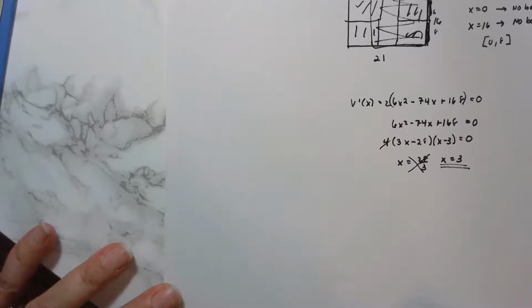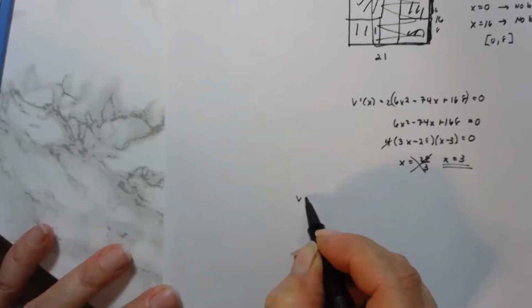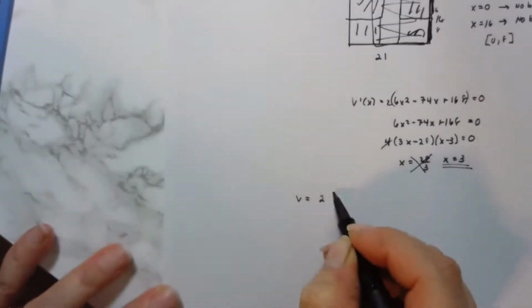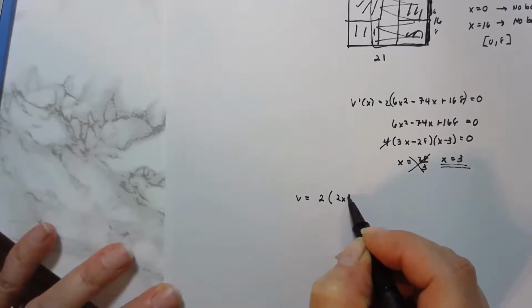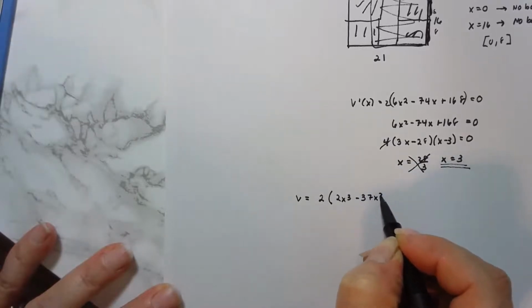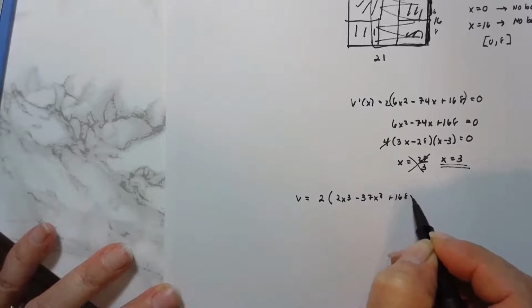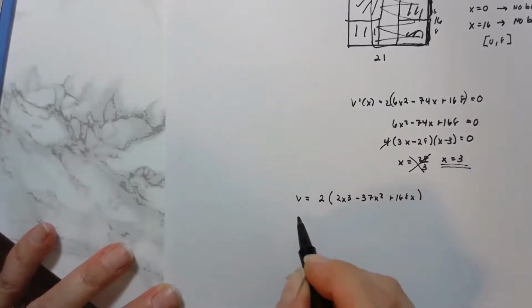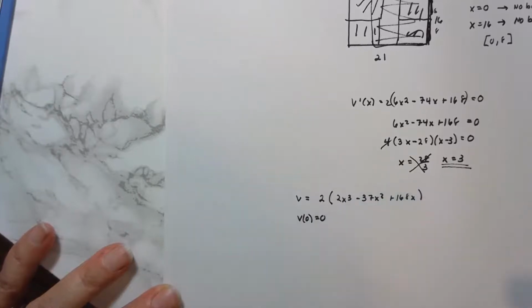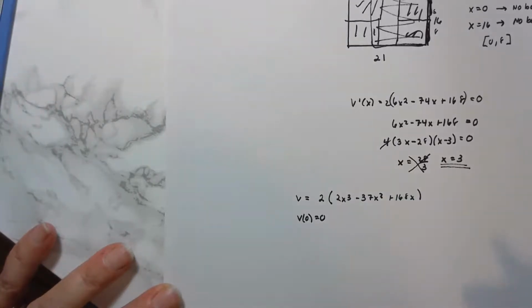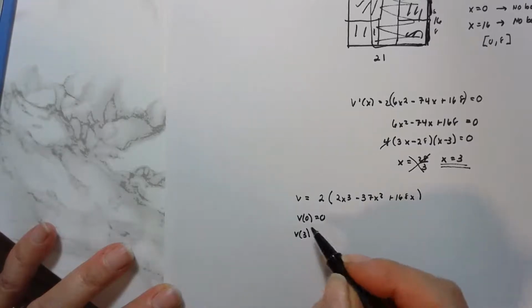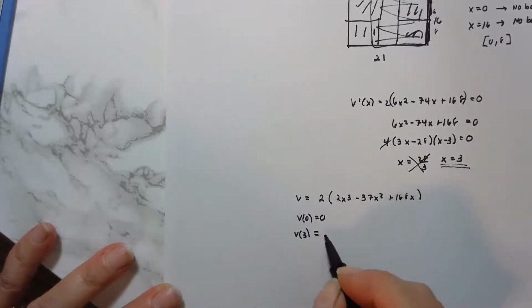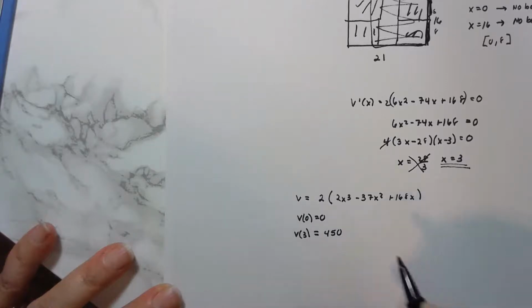Well, remember that V was equal to 2 times 2x cubed minus 37x squared plus 168x, right? And if I plug in a 0, V of 0 is 0, no volume. If I plug in the 3, well, that's going to be 450. And if I plug in the 8, I'm going to get another 0.